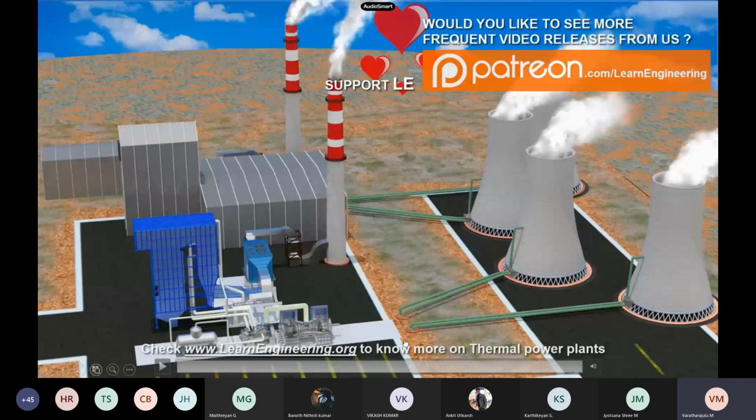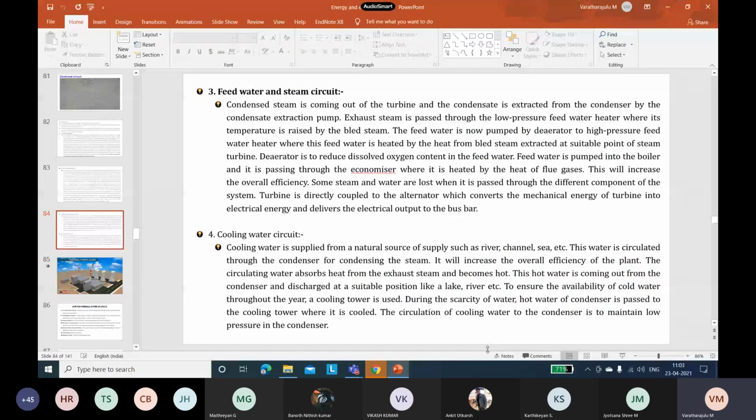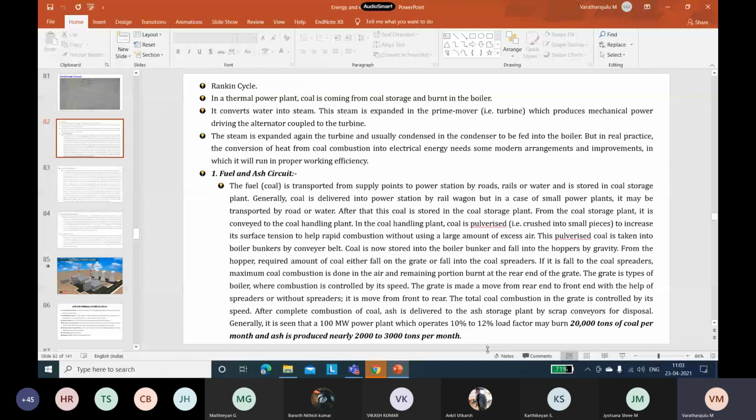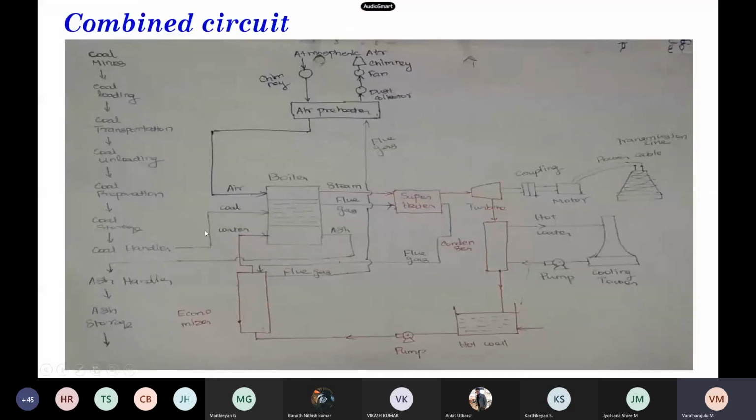I think no. Yes. This is what you need to write during the examination. There are 4 different cycles. Go ahead with your doubt.